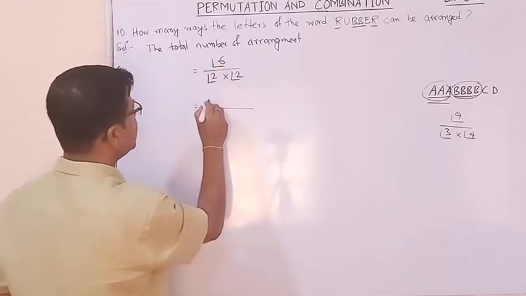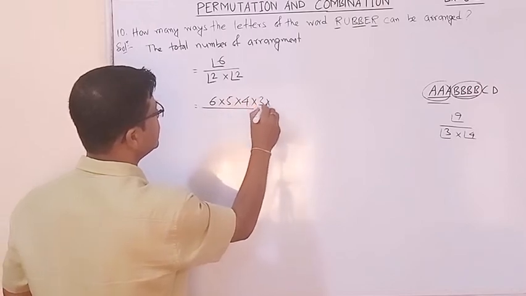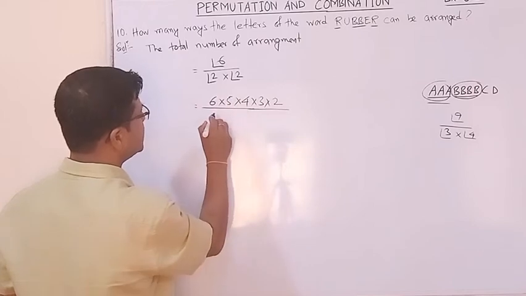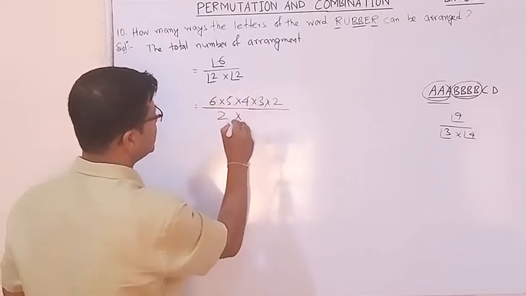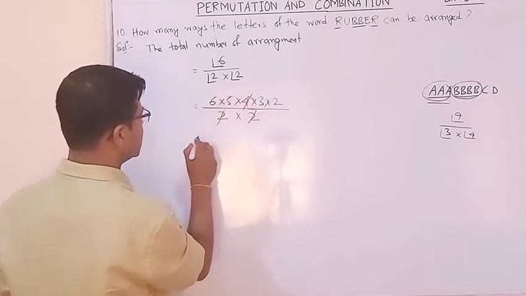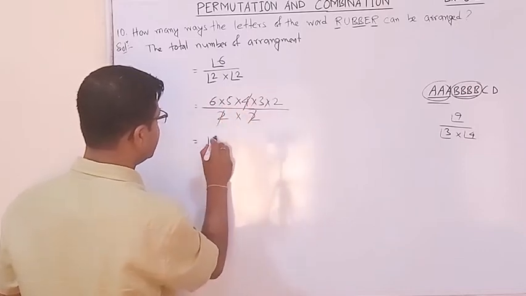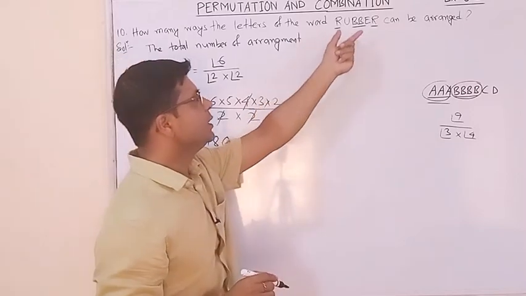This factorial 6 can be written as 6 into 5 into 4 into 3 into 2. No need to write that one, you can write it, that is not a problem. Factorial 2 means 2 into 1, we shall write 2 because 2 into 1 is 2. Again this factorial 2 is 2 into 1, we shall write 2. 2 into 2 is 4, this 4 is cancelled. Okay, now 5 into 2 is 10, 6 into 3 is 18, 18 into 10, 180. So in 180 ways we can do this.